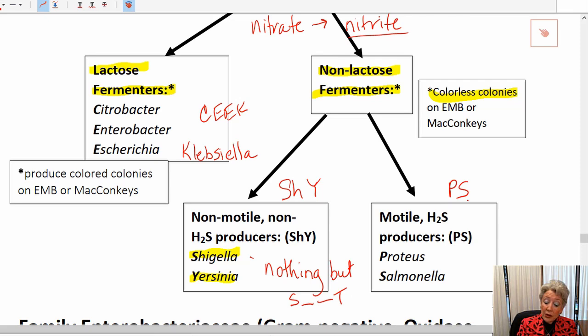P and S don't ferment, but they do at least move and produce H2S gas. So Proteus and Salmonella are the two that fit into that category.